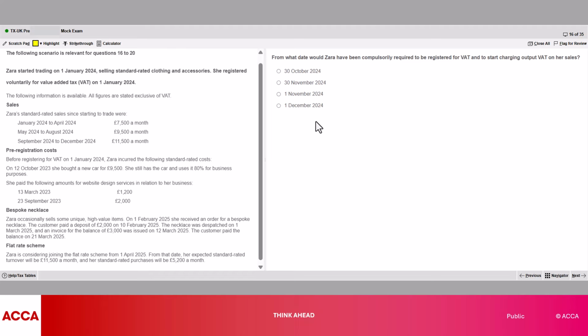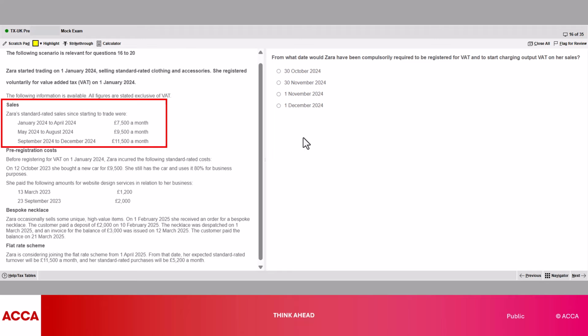So you will tend to find in the exam that the questions follow the order of the information on the left side. So this uses the information about the sales, and we have to advise from what date Zara would have been compulsorily required to register for VAT and start charging output VAT. She has actually registered voluntarily, but if she hadn't registered voluntarily, when would she have had to register?